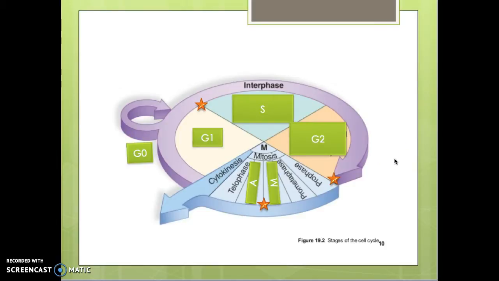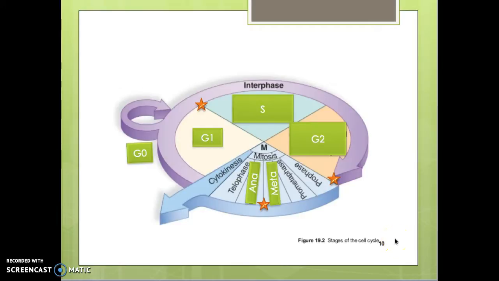MPF is responsible for triggering the passage of the cell through this checkpoint. The M checkpoint in mitosis, which is represented by this star right here, occurs between the metaphase part of it. So I'm just going to put meta right here, meta, and the anaphase part. So this is ana.